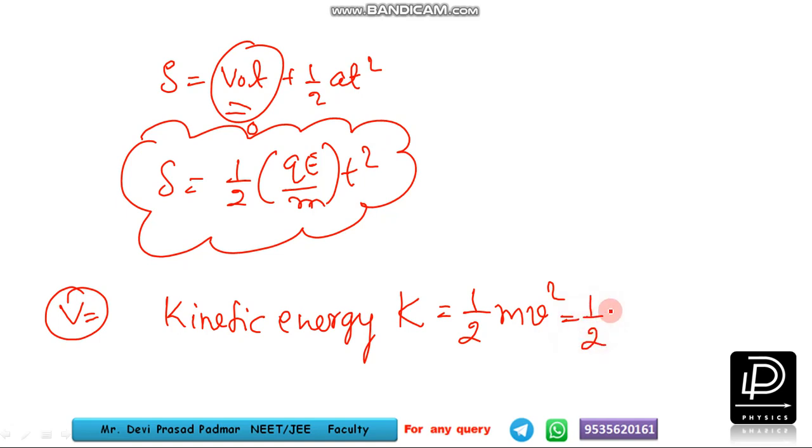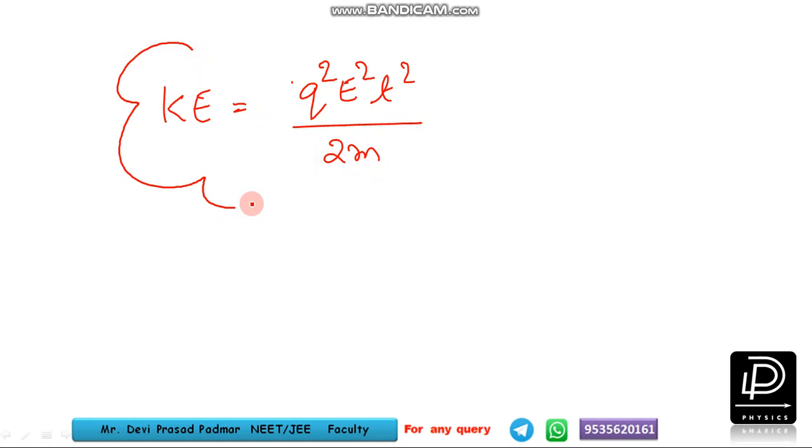So what do you get? Half into m into qEt divided by m whole square, right? So from this one m can be cancelled, so final expression for kinetic energy. So kinetic energy is equal to half m, or m can be cancelled, and this q becomes q square E square t square divided by 2m, correct? Now, q is charge, E electric field, t time, and m is mass.